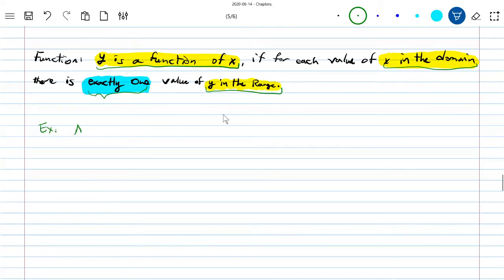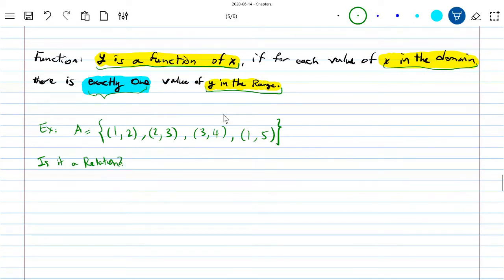Let's say I call A equals (1, 2), (2, 3), (3, 4), (1, 5), and ask you, is this a relation? Your answer should be yes, it is, because all the elements are ordered pairs. So this is a relation.